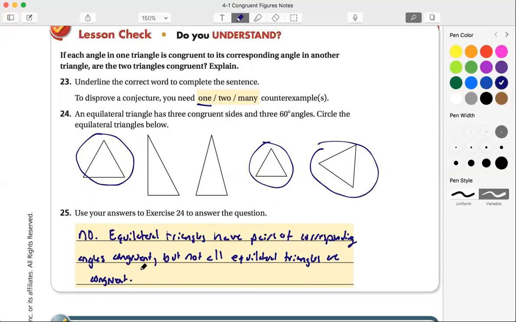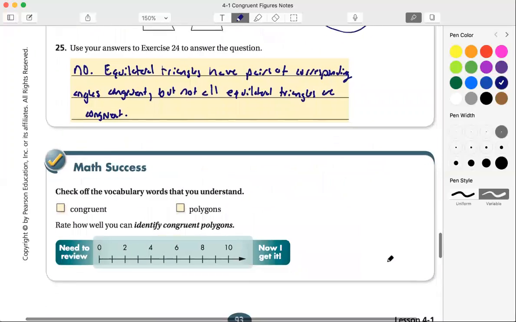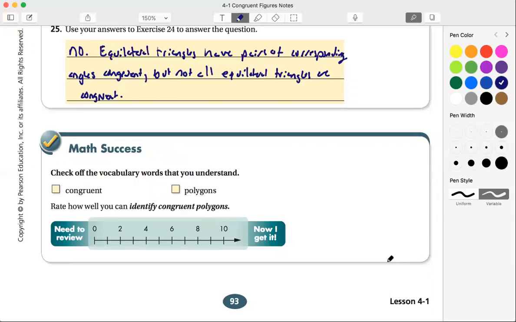Okay. And that's pretty much the end of this lesson. So you should at this point understand congruency and polygons.